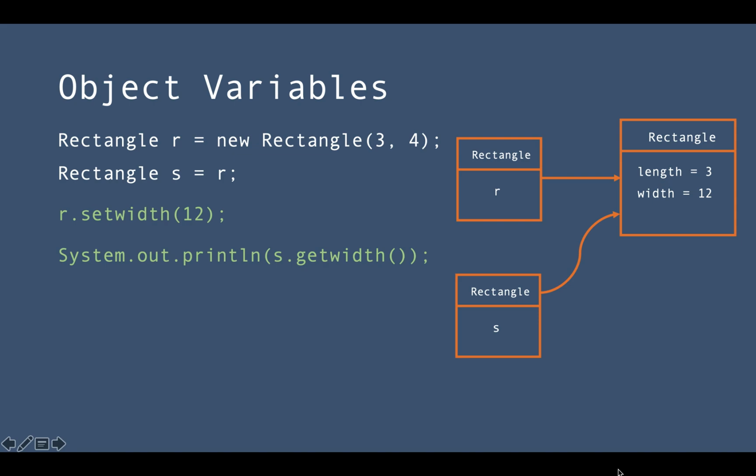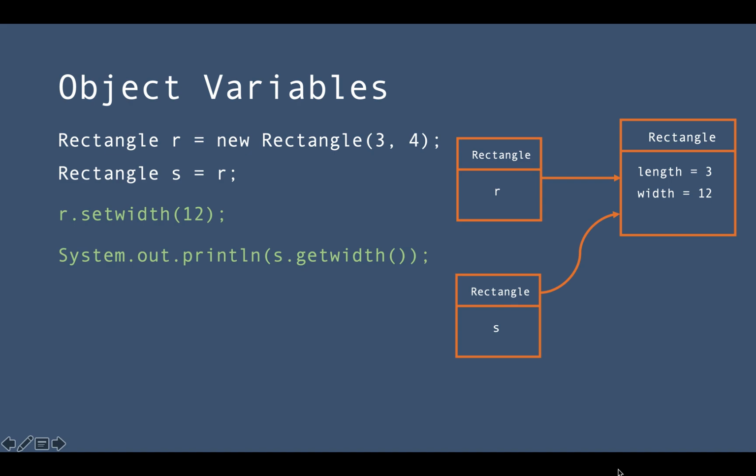So when we change rectangle R's width to 12, we're also changing rectangle S's width to 12. And the reason is quite obvious when you look at the picture. It's because they're both pointing at the same rectangle. So if you change one, you change the other, because they are one and the same, right?